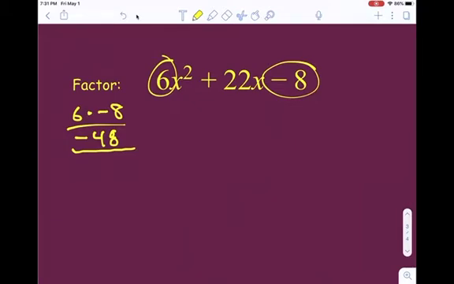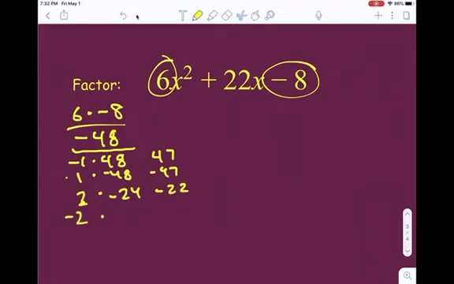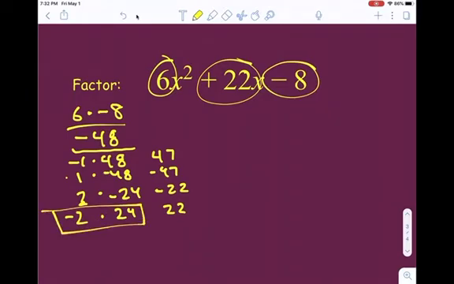So let's look at our factors. So we have negative 1 and 48. Well, if I add those up, I'm going to get 47. I have 1 and negative 48, which gives me negative 47. And remember how you play the positive negative game where they're sort of opposites of each other. All right, let's do 2 and 24. Well, if I do 2 and negative 24, that gives me negative 22. But if I do negative 2 and positive 24, that gives me positive 22. And that's our target number, that's what we're looking for. So we're going to use these two factors: negative 2x and 24x.